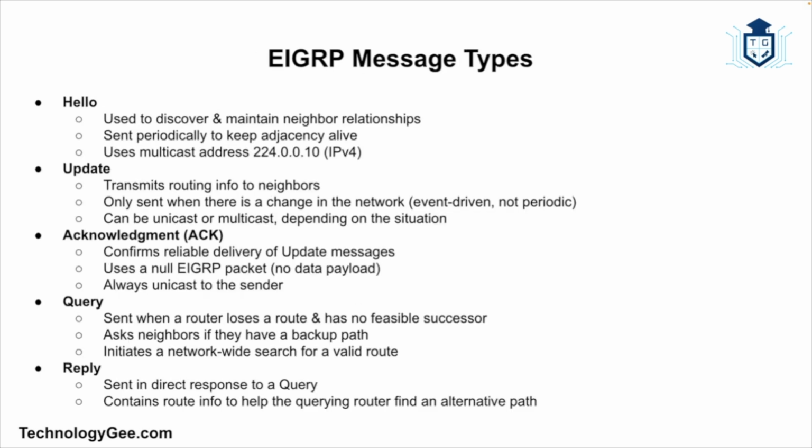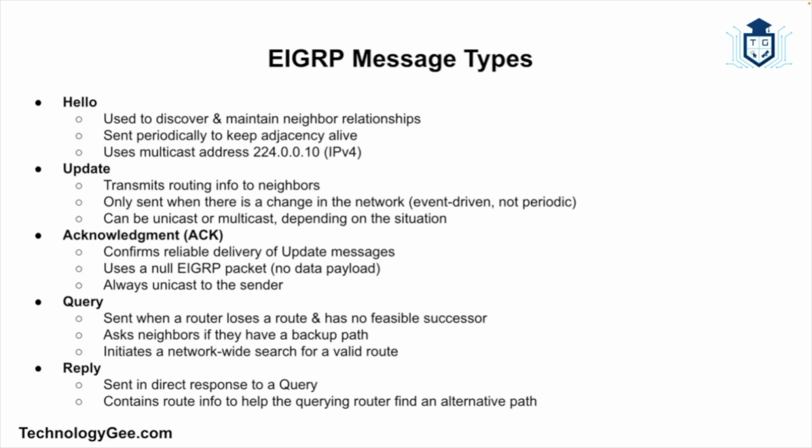All right, next we have what are called EIGRP message types. So EIGRP uses several message types to communicate between routers. First message is called hello, and this is used to discover and maintain neighbor relationships. You have the update message. This is used to send routing information. You have the acknowledgement message. This confirms reliable receipt of an update. You have the query message. This is sent when a route is lost and no feasible successor exists. And then you have the reply message, and this is sent in response to a query containing route information.